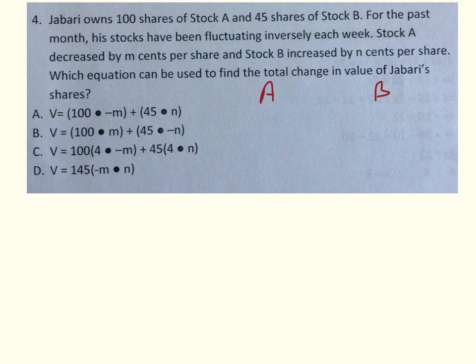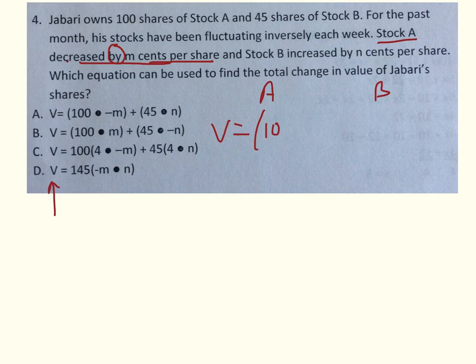Now, notice that all the answers have V for the answer. So that means that's value. So we're going to talk about his value. Now, we know in stock A, he has 100 of them. But it says stock A decreases by. When you see the word by, that implies multiplying. So M cents per share. And because they're decreasing, that means they are negative.